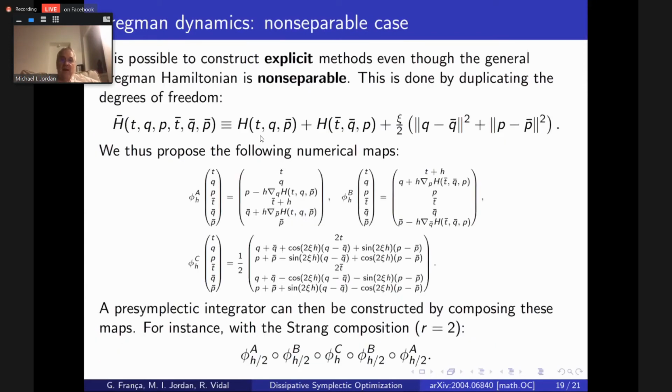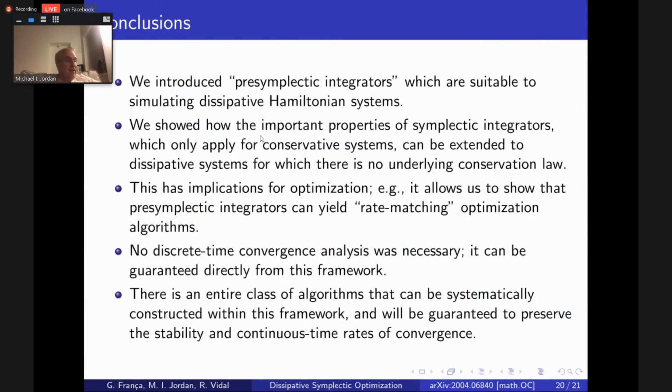And here, for full generality, is an example of an even more general form of Bregman-Hamiltonian where you don't have this separable structure. And in this case, you can write down what's called a string composition. For a certain R, I guess R is equal to 2 here, you get simply some explicit numerical maps, which you can put into the computer and use to integrate. Okay. All right, so that's what I wanted to say about that.